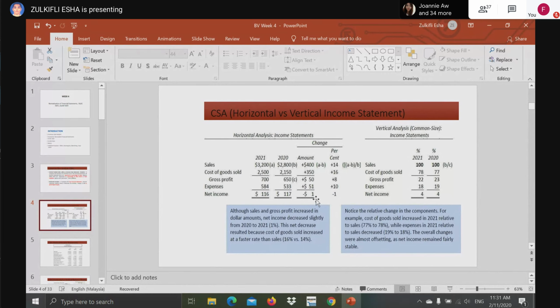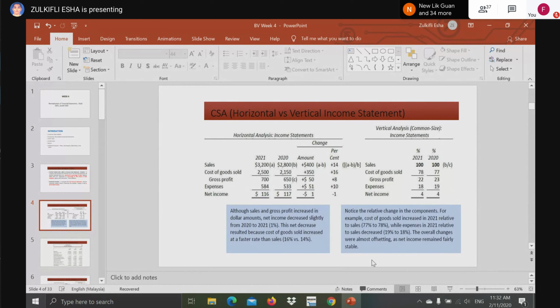The only difference between horizontal and vertical, for horizontal, we measure the performance in monetary form, in dollar, in ringgit. But when we do the vertical, we put it in percentage. So we start with sales. Sales, we start with 100%. So we will deduct the cost of goods sold, and then we will deduct the expenses. So we net, then we will get our net income in the form of percentage.